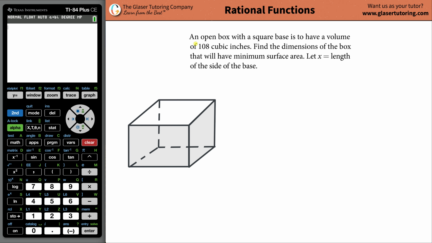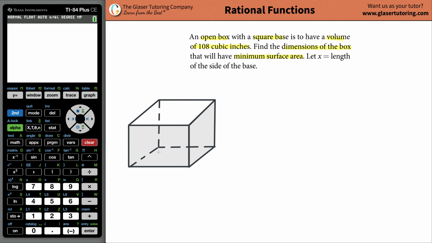It says an open box with a square base is to have a volume of 108 cubic inches. Find the dimensions of the box that will have a minimum surface area. And it says let x equal the length of the side of the base. All right, so you have a picture here.